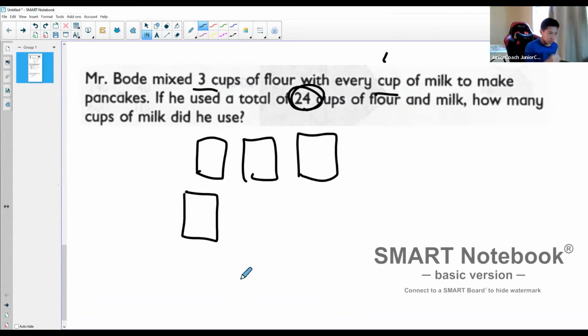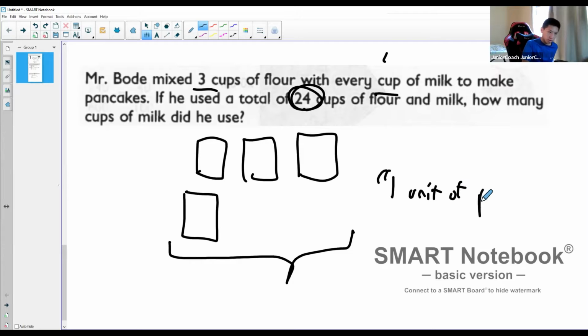So the way we're going to solve this is we can consider this entire thing as a unit, right? So let's just say this makes 1 unit of pancakes. I'm not really sure what a unit of pancakes is, but we know that every unit of pancakes is made by 3 cups of flour and 1 cup of milk.